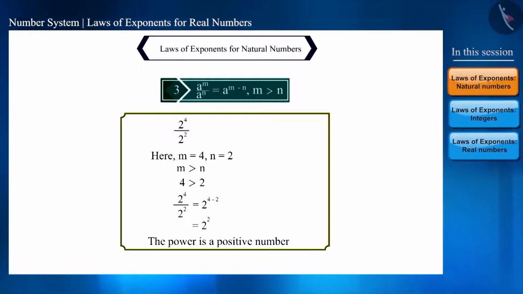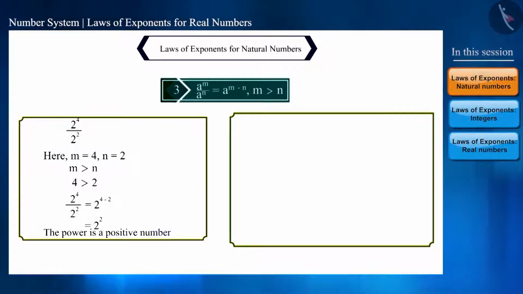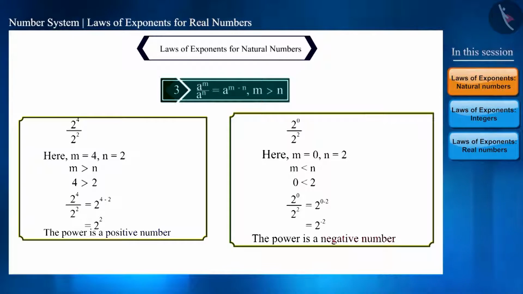Friends, can you guess what happens if m is smaller than n? Let's see, if in the same example we have 0 instead of 4, m will be less than n. Here the power of 2 will be minus 2. That is, the power will be a negative number.